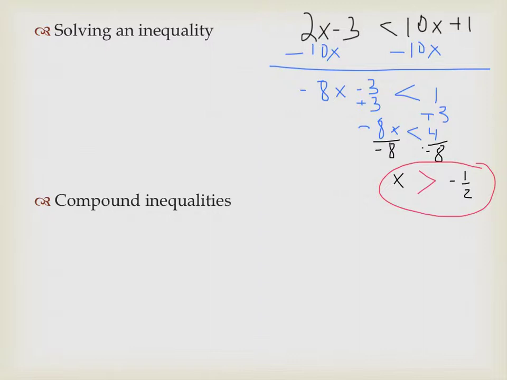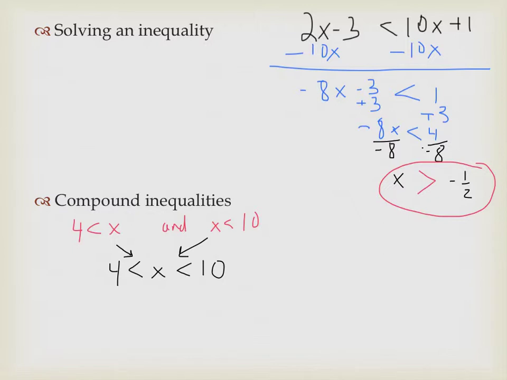Alright, so let's say you have a compound inequality like 4 is less than x, and x is less than 10. This would be written like so. You can just push them together, if you will. So that means that x is between 4 and 10, but it does not include 4 and it does not include 10.